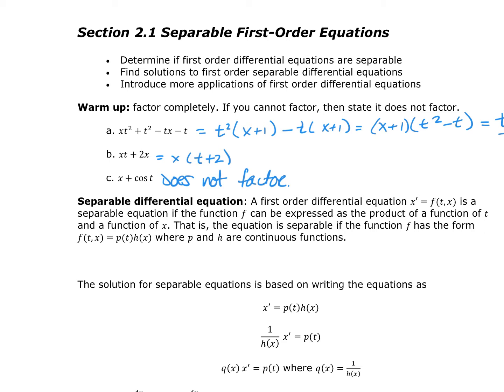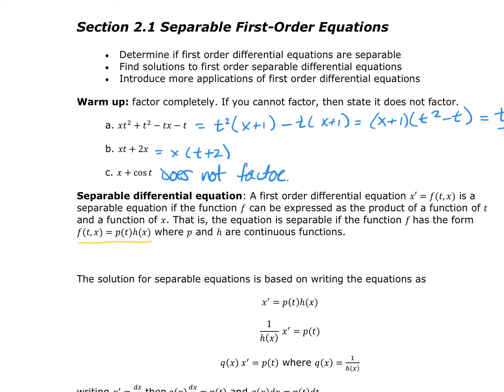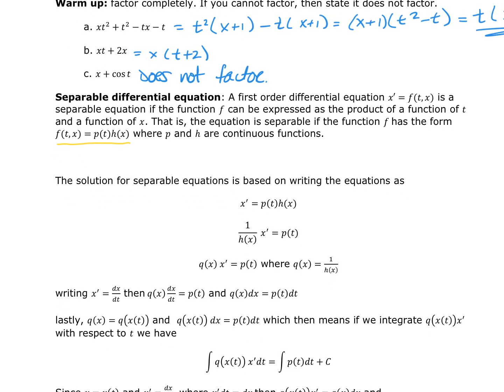is a separable equation if the function f can be expressed as the product of a function of t and a function of x. That is, we can take this differential equation and write it as p of t multiplied by h of x. So as an example here, if I have x prime equal to p of t h of x, then I can divide both sides by h of x, and I get 1 over h of x multiplied by x prime is equal to p of t.